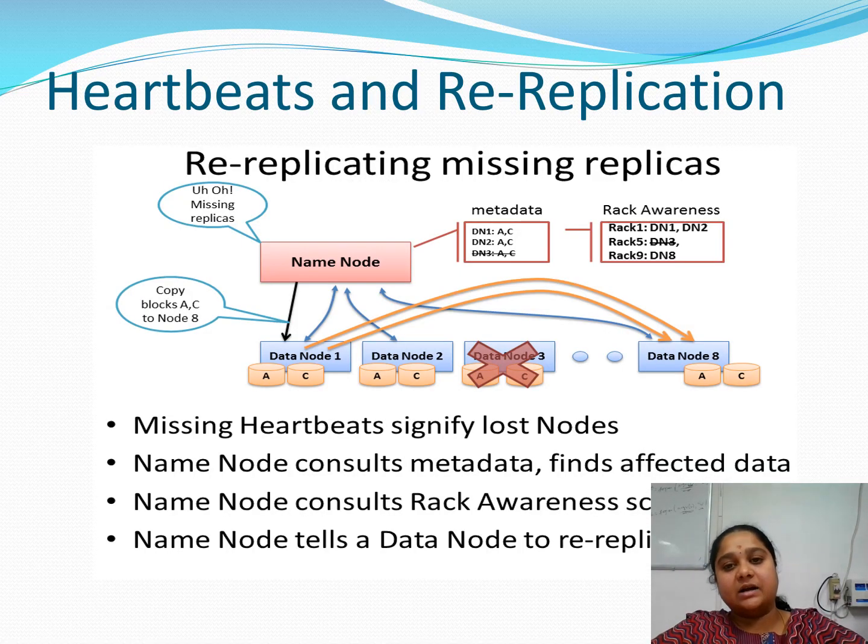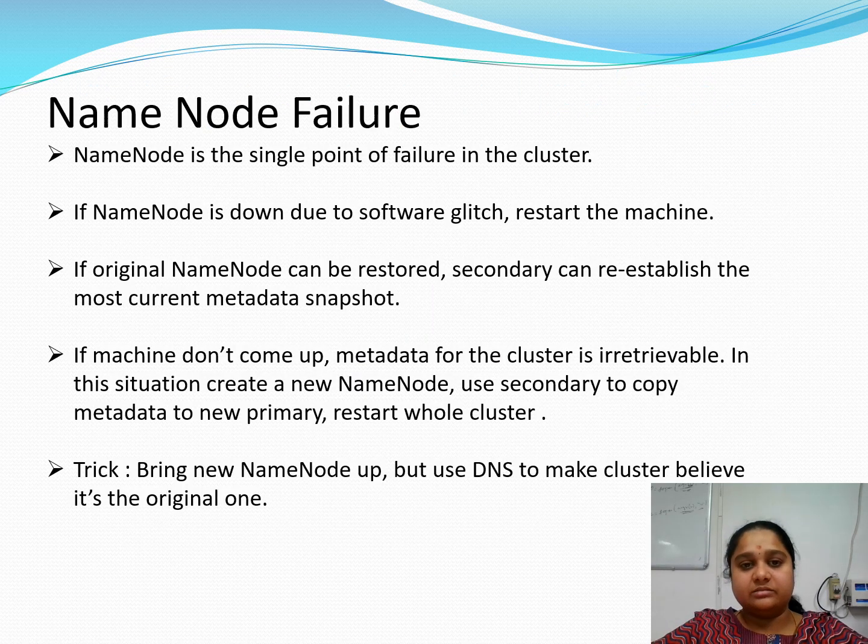See, this is the heartbeat and re-replication. By missing the heartbeat, we can signify the lost nodes. The name node, as I already discussed, consults metadata. The name node consults rack awareness. The name node tells a data node, please replicate your data.